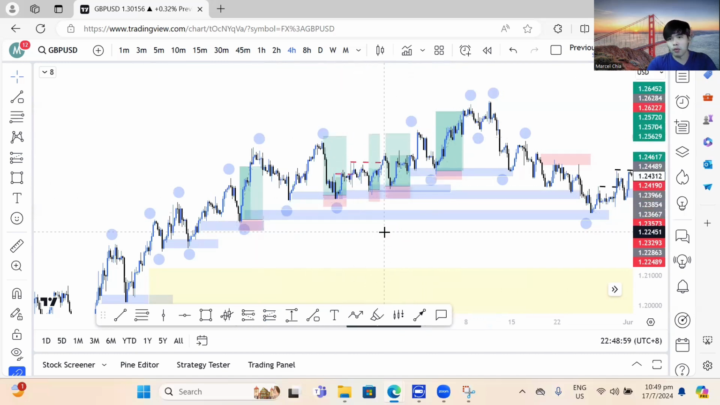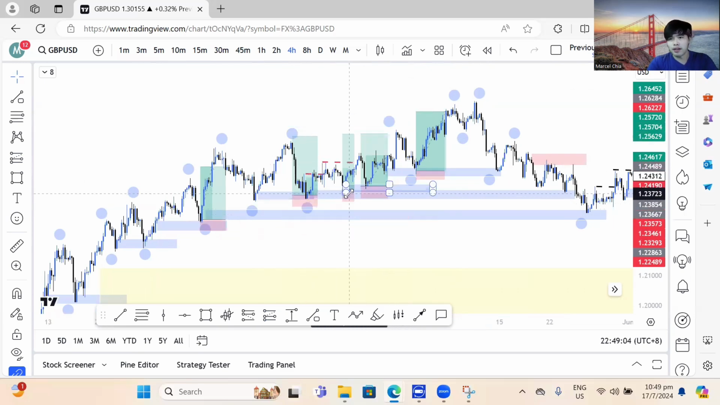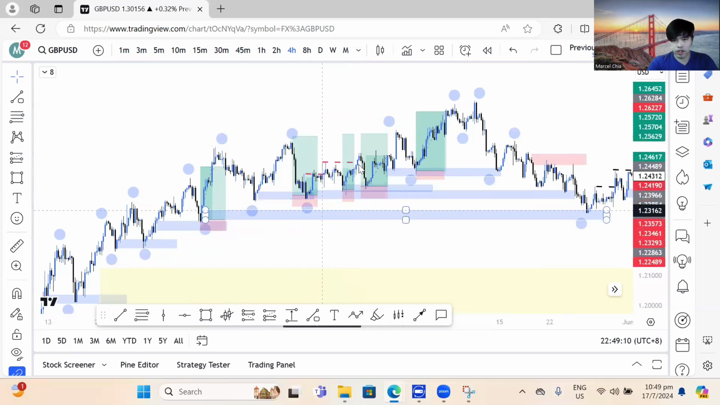So confluence number 1 would be internal structure broken to the upside. This is technically a discount zone for buys to go long. So with internal structure aligned with the external structure, you can go long.